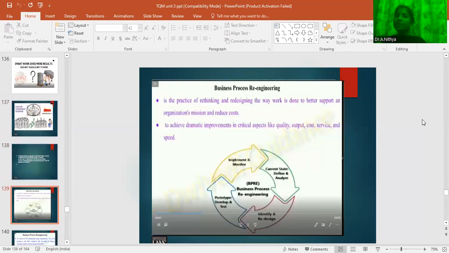Okay, next topic is business process reengineering. So what is business process reengineering? It is a practice of thinking and redesigning the way work is done to better support an organization's vision and reduce cost. So this is used to achieve dramatic improvement in critical aspects like quality, output, cost, service, and speed.